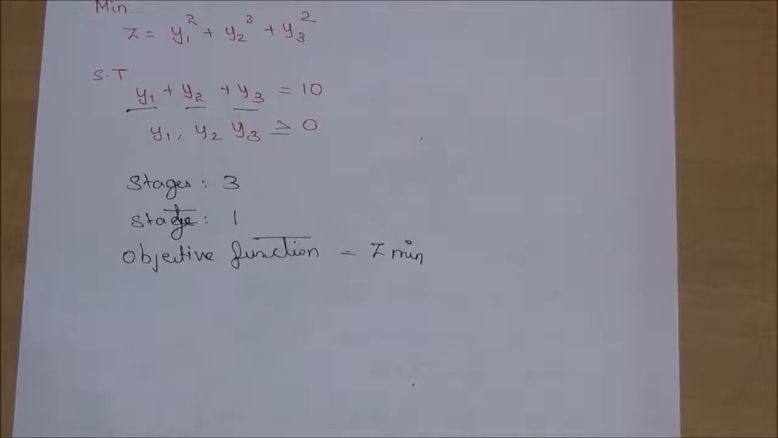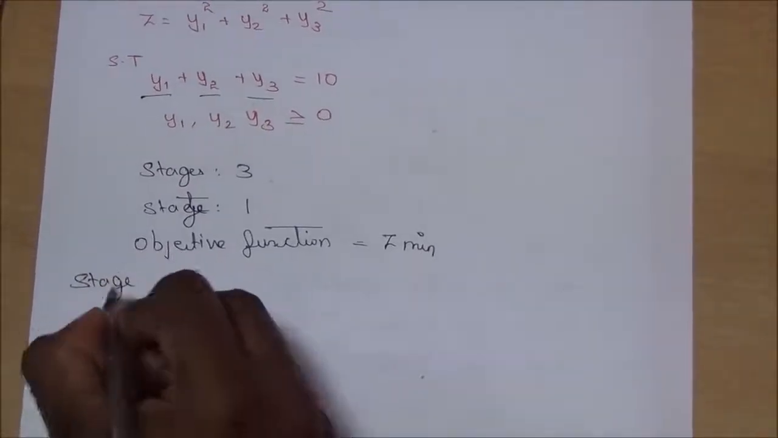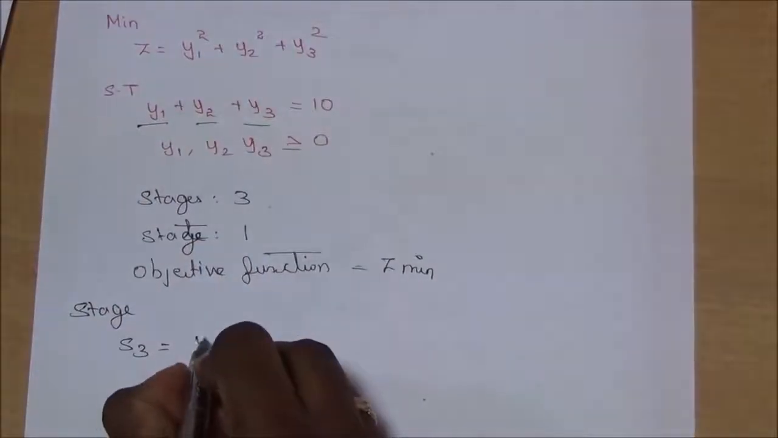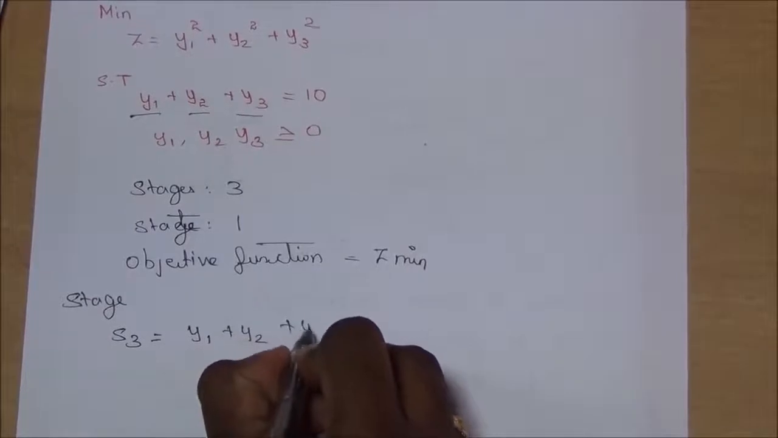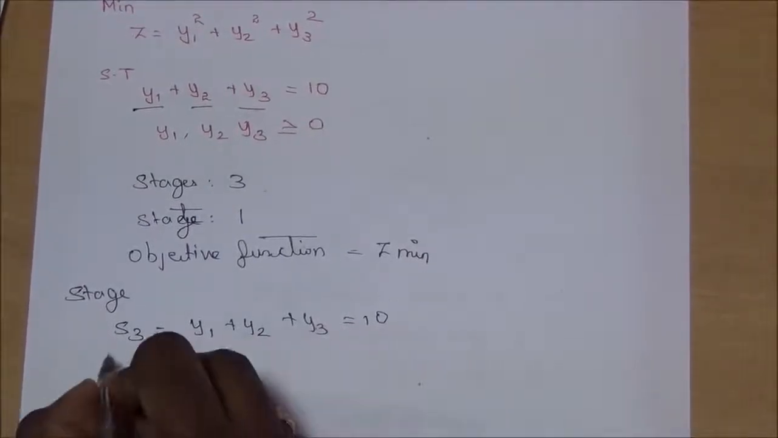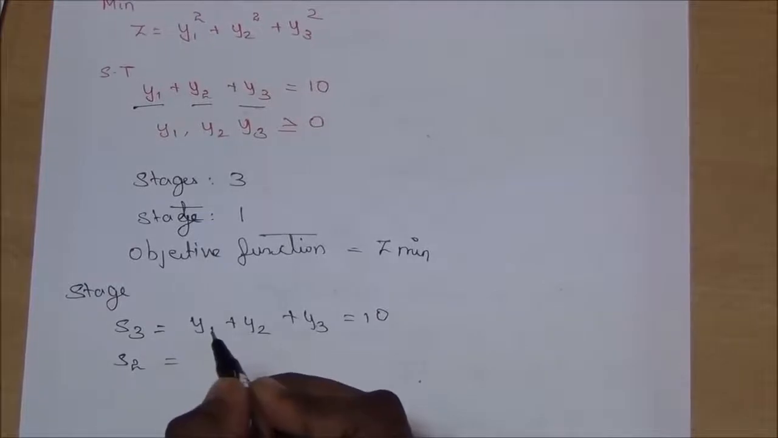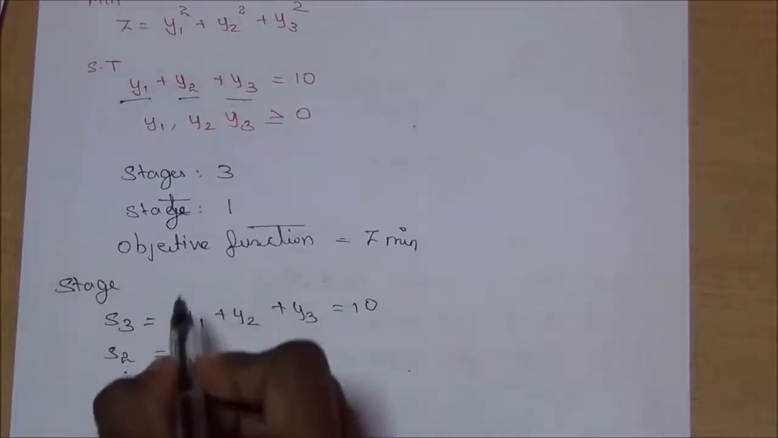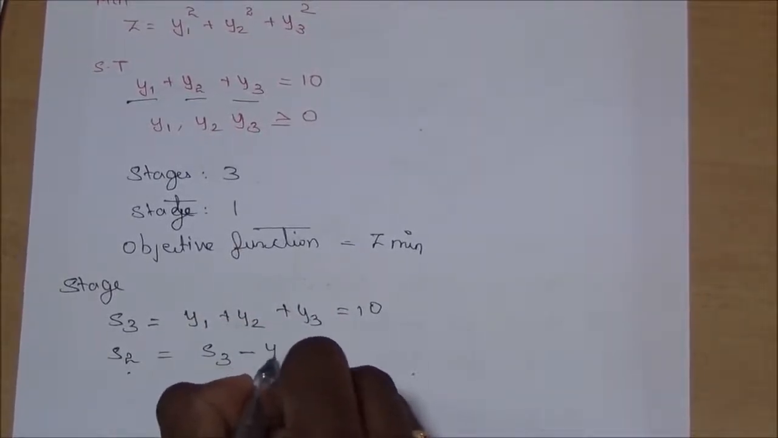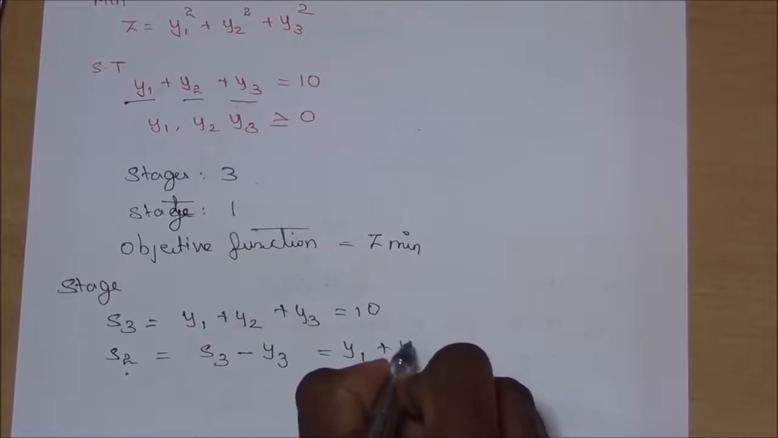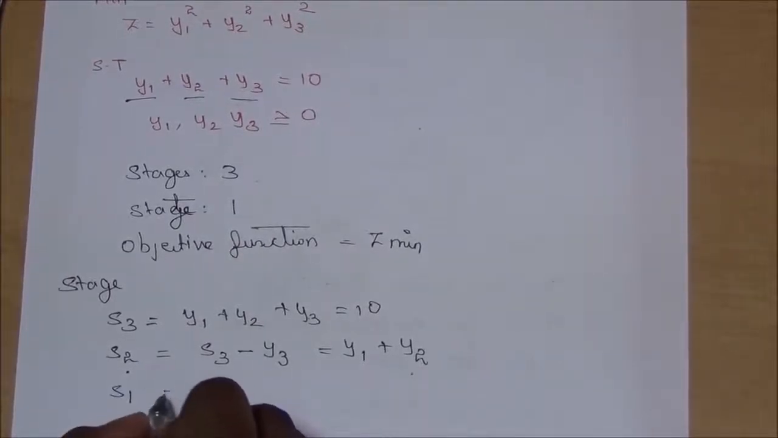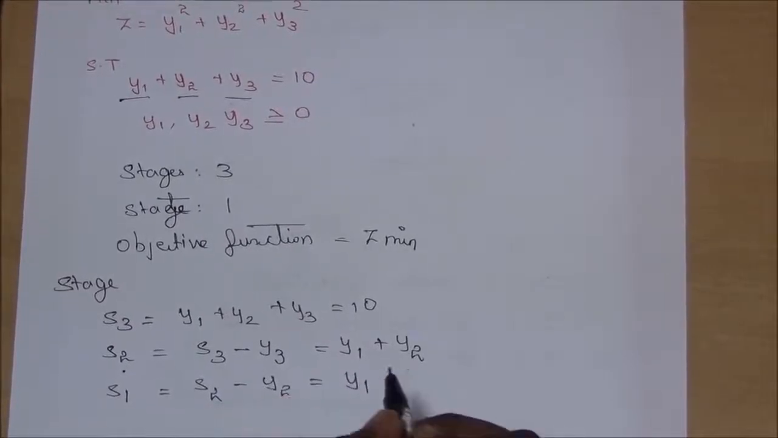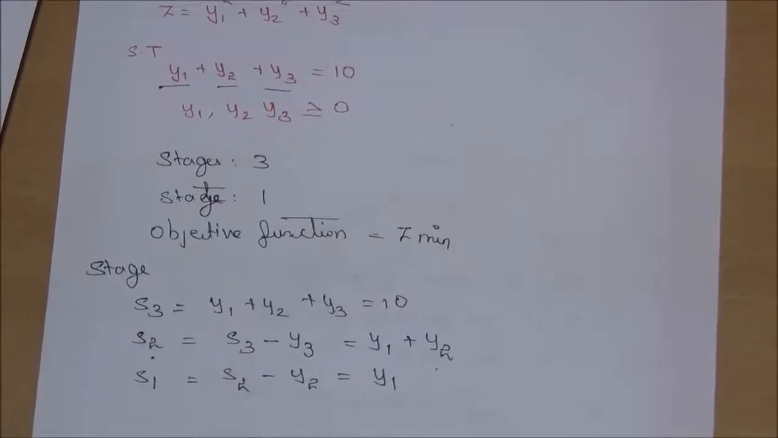We have to write the stages right now. Starting from S3, S3 is a stage where y1, y2 as well as y3 are present. So y1 plus y2 plus y3 is equal to S3. Then for stage 2, y1 and y2 are present, so we obtain stage 2 from stage 3. If we subtract y3 from S3, it will result in y1 plus y2. Similarly, S1 is obtained by subtracting y2 from S2, which gives y1. We have to find functions for all the stages.